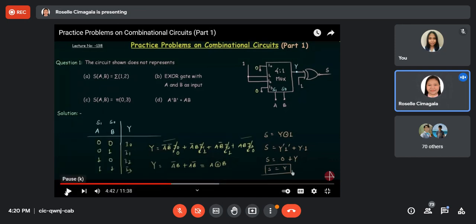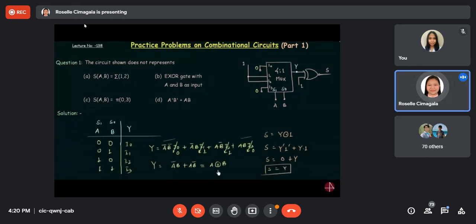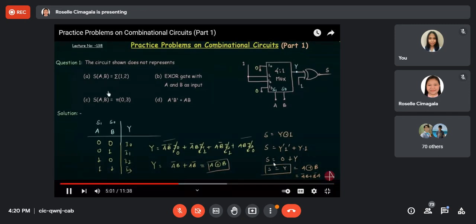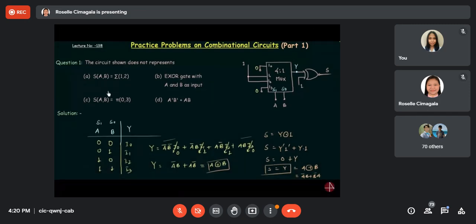So S is equal to Y, and Y is A XOR B. So S is simply A XOR B, or I can write it as A complement B or B complement A. So this is what we have to find out in this problem. Now the important thing comes in which we have to check for our answer from these different options.